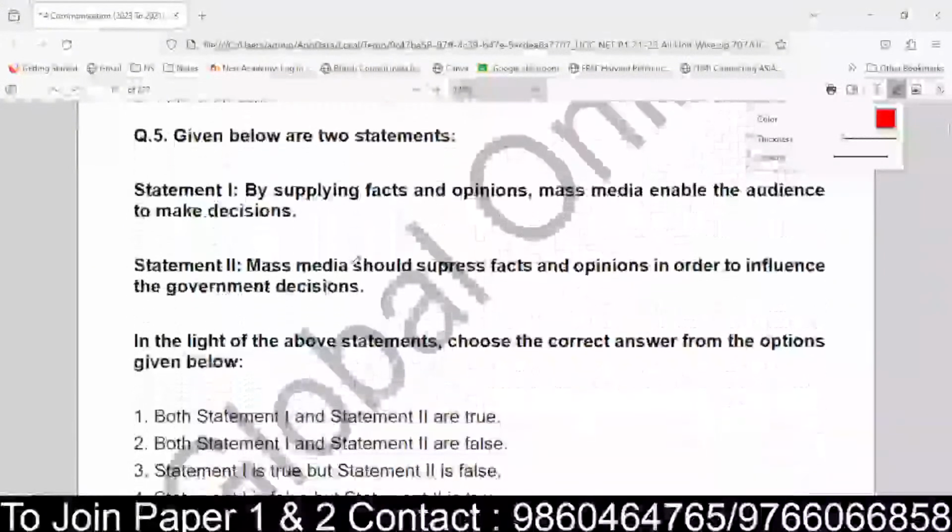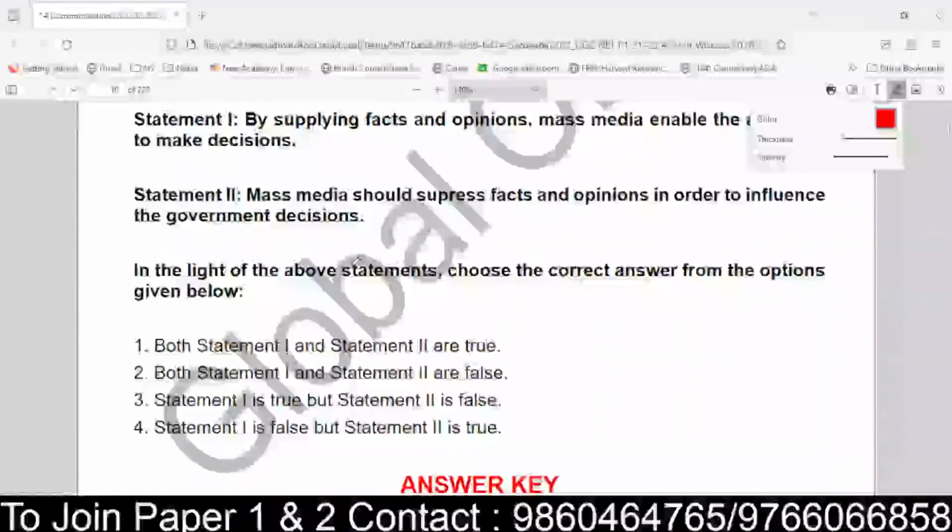Okay, now coming to the next question, the statements are given. You need to identify which statements are right and which statements are wrong. By supplying the facts and opinions, mass media enables the audiences to make decisions. This is statement number 1. Statement 2: mass media should suppress the facts and opinions in order to influence the government decision. So which statement stands to be correct, and which stands to be wrong?